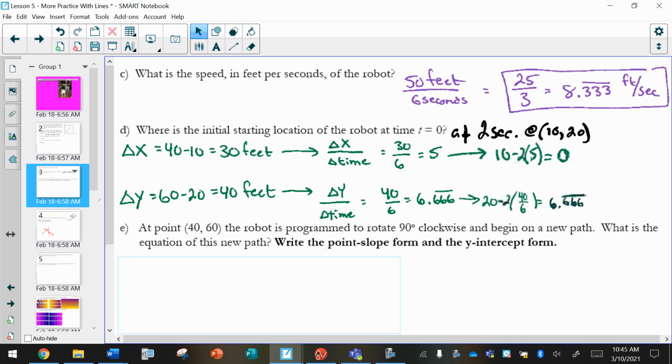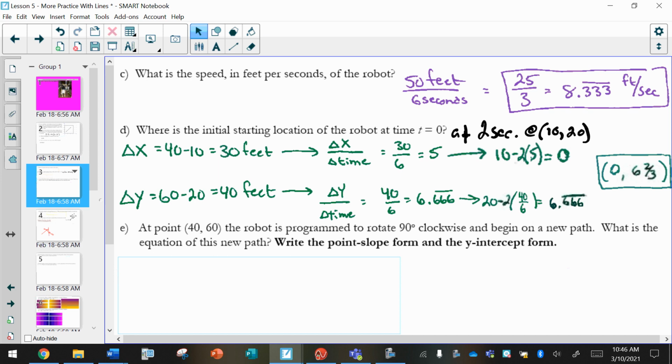So then I have to double that and subtract it from the y coordinate where we first found its location after 2 seconds. The y value of 20 is the y coordinate that we were first given. And then minus the 2 seconds worth of distance, because we're working backwards to see where it started, gives us a final starting position of (0, 6 2/3), or (0, 6.66666 repeating).